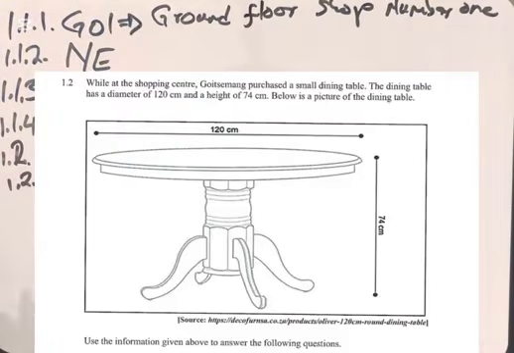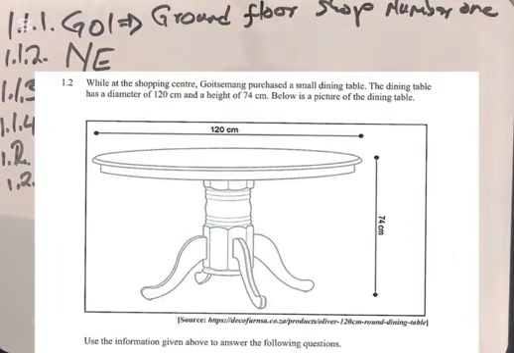1.2.1 says that while at the shopping center, Hunsiman purchased a small dining table. The dining table has a diameter of 120 centimeters and a height of 74 centimeters. Below is the picture of the dining table. We have a diameter of 120 centimeters and the height of 74 centimeters. Use the information given above to answer the following questions.